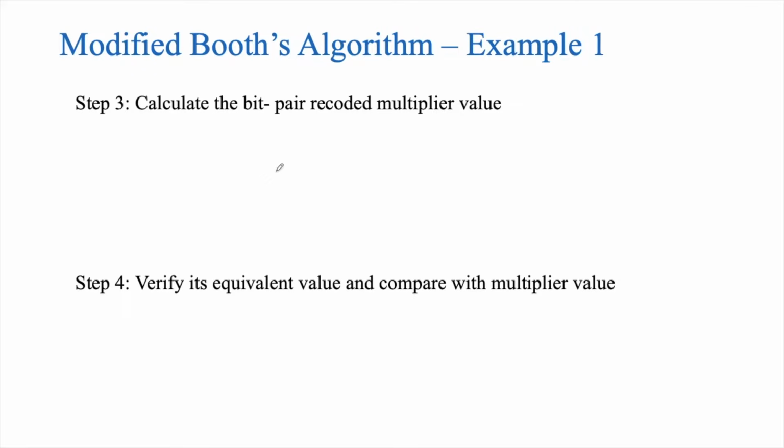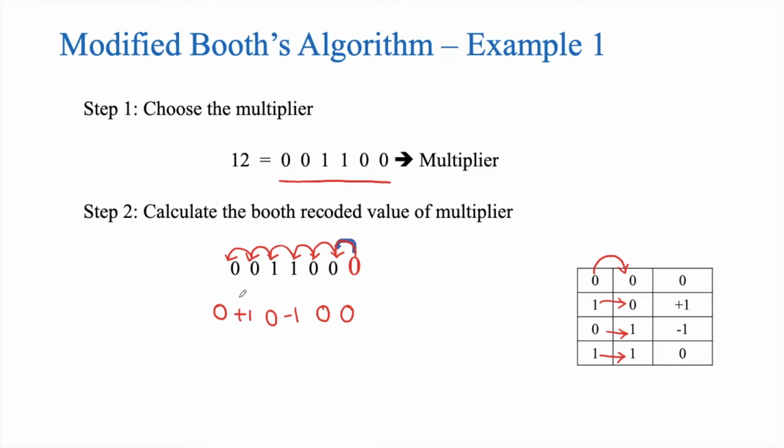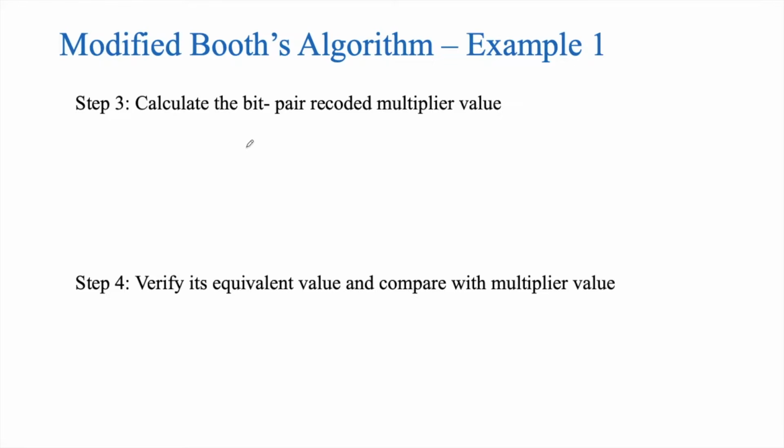Next, we have to calculate the bit pair recoded value of the multiplier. So, in the previous slide, we obtained 0 plus 1, 0 minus 1, 0, 0. We have to pair in this way: 0 plus 1, 0 minus 1, 0 and 0. Just two bits together. So, we are rewriting it again, which is 0 plus 1, 0 minus 1, 0 and 0. We are rewriting this value.